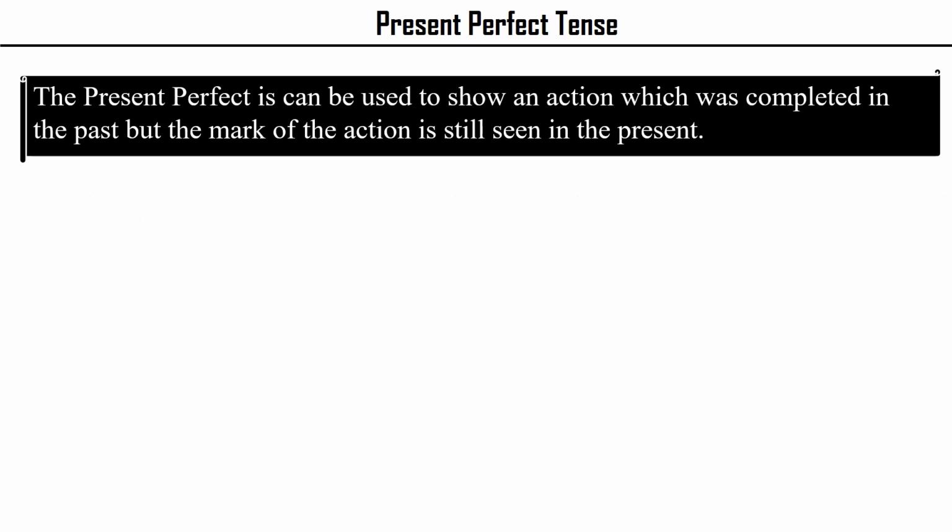Okay, let's move on. The present perfect can be used to show an action which was completed in the past, but the mark of the action is still seen in the present. For example, the children have spilled the ink on the floor. The action happened in the past, okay? But the mark of the action is still seen in the present. Now, ink is on the floor.